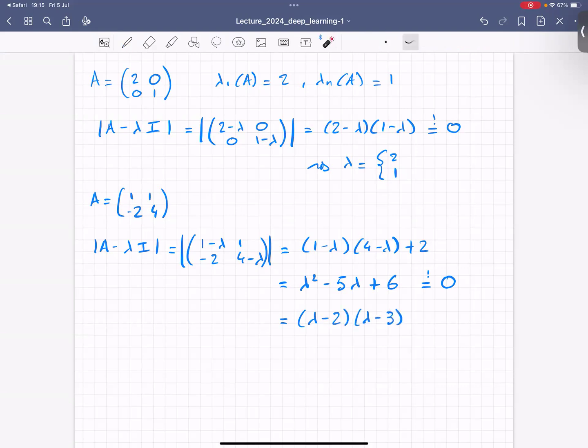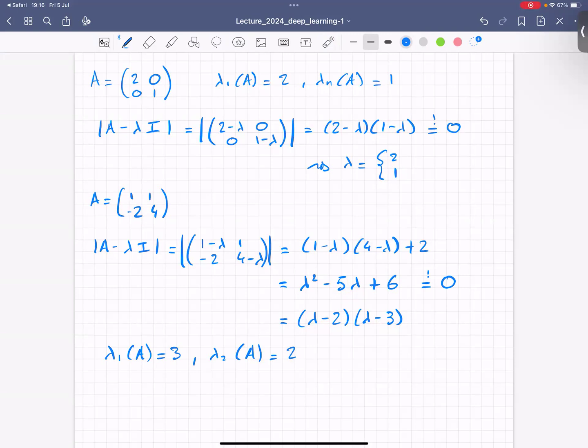Okay, so the 2 and 3 give you the 6. The minus 2 lambda minus 3 lambda will give you minus 5 lambda. And here you see you have the lambda squared. So now, for the eigenvalues of this matrix, we conclude that the largest one is equal to 3, and the smallest one, number 2, is equal to 2.